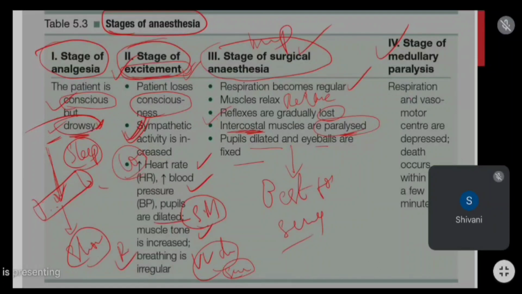And fourth stage is where respiration and vasomotor center are depressed. ये अगर fourth stage में patient गया, patient may die. Simple. See, stage 1 is where the patient is at subtherapeutic level. Stage 4 is where the patient is at toxic level. So always we should not allow the patient to go to toxic level or fourth stage.